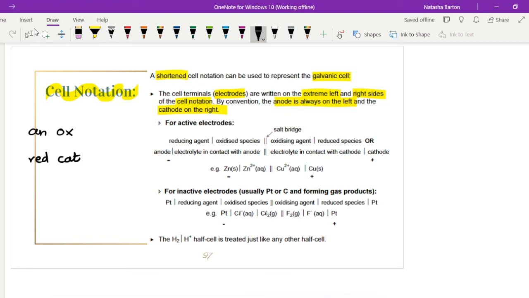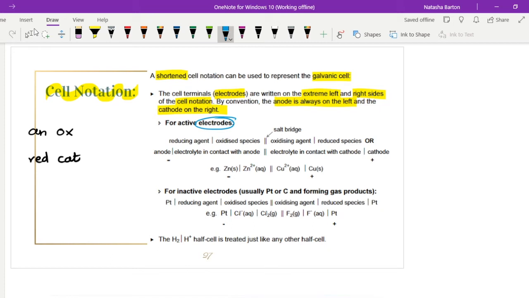Okay, so active electrodes means that the electrodes literally take part in the reaction. Like in the case of your zinc copper galvanic cell, we found that the zinc electrode became less and less. It lost mass because the zinc solids became zinc ions in solution. That is an active electrode because it is taking part in the reaction. Your copper electrode gained mass. We had more and more copper solid forming because the copper ions left the solution and became copper solids. That is also an active electrode.